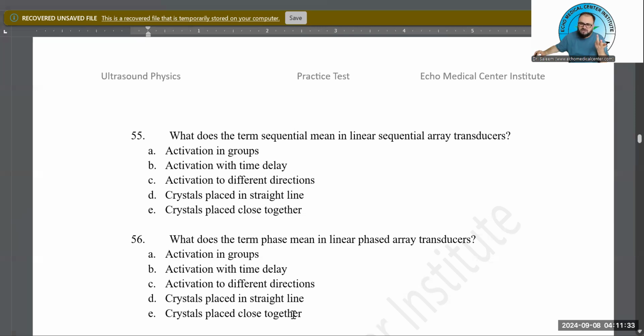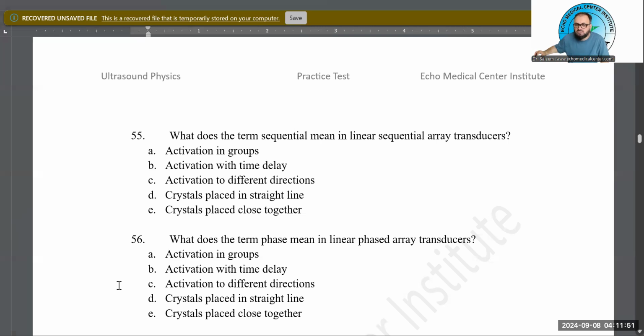Now, I will make it easy, correct? A and E are not correct, because we already had them for other definitions. Now you have B, C, and D. What do you think? Which one is the correct answer among these three? B, C, and D. Yes, B is the correct answer.